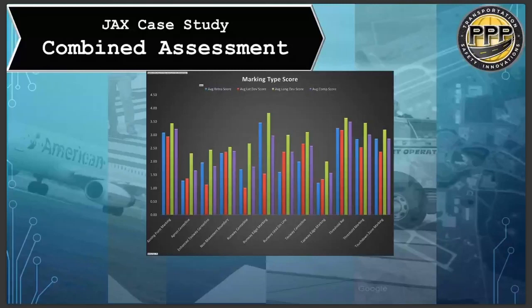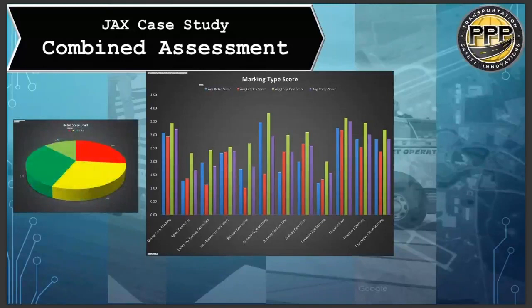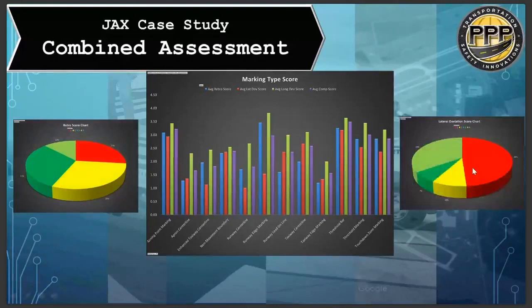Next is a breakout of the retro. This is a breakout of the lateral deviation. You can see nearly 50% actually failed in lateral deviation.